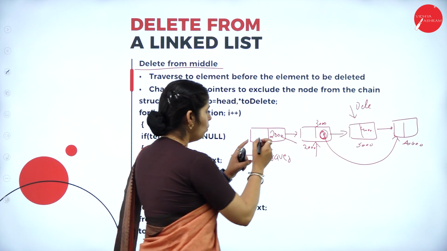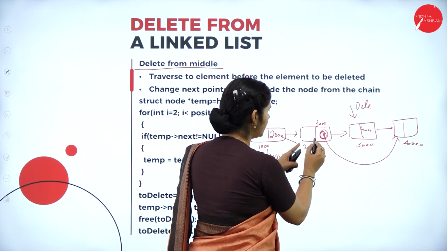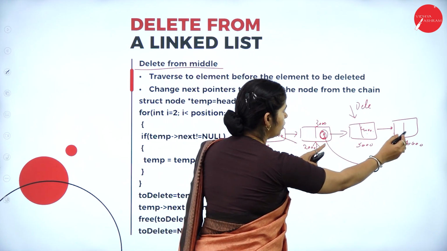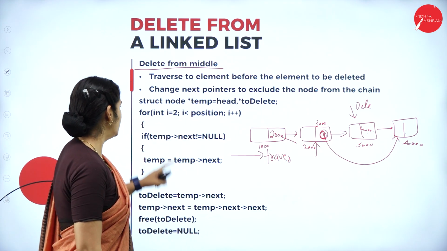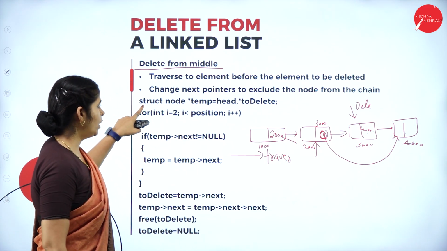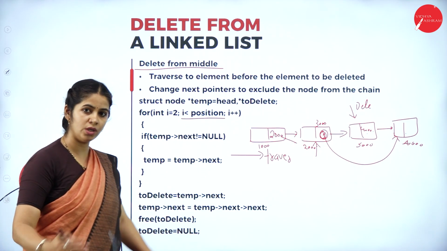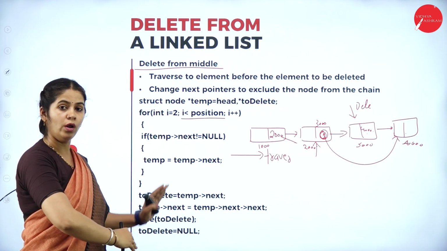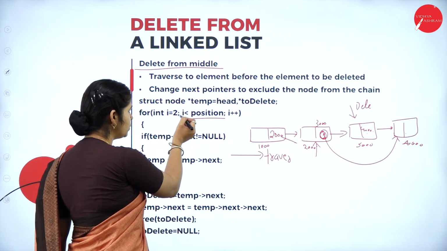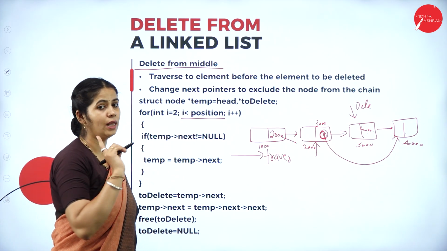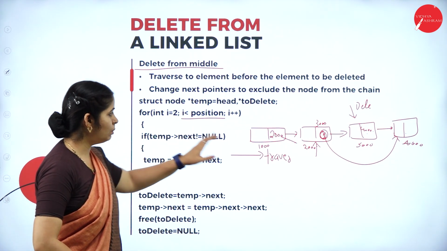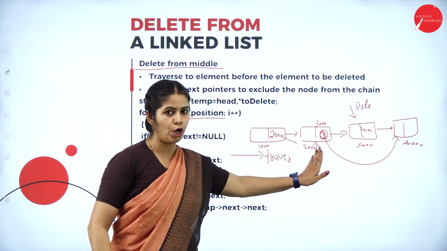Okay, so what do I have to do? Temp of next should be equal to this value. That is what we are doing. We are traversing until we reach the position just before the node of that position. That's why it is given as less than, not less than or equal to. Right? Less than means it will reach the previous node.